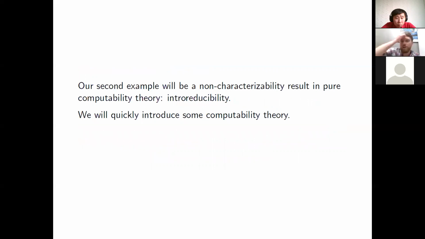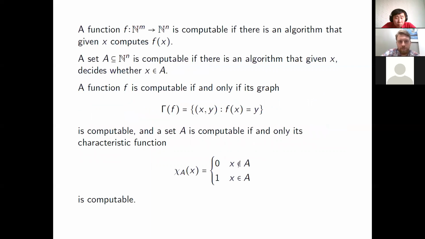The second non-characterizability result is going to be something in pure computability theory, which is a property called intrareducibility. To talk about this, it's sort of pure computability, but I need to introduce a little bit of basic computability for people.